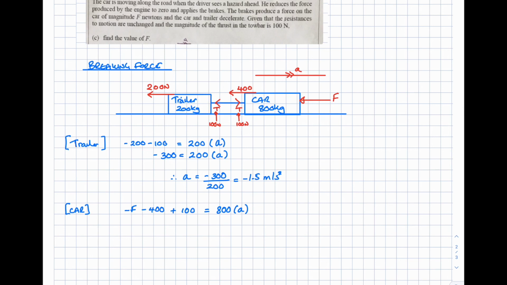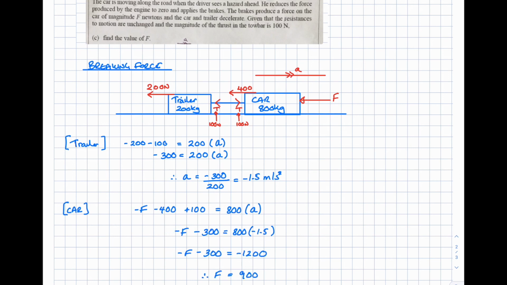Now we can tidy this equation up. So we're going to have minus F minus 300, and that would be equal to 800 multiplied by the acceleration, which is minus 1.5. So the magnitude of the braking force is 900 newtons. Now remember, that's not the only way to calculate the magnitude of F in this case. We could have looked at the whole system as one particle.